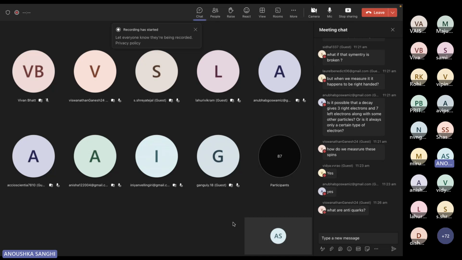So anti-quarks, somebody has asked. Okay, so anti-particles, I'll be explaining about anti-particles.